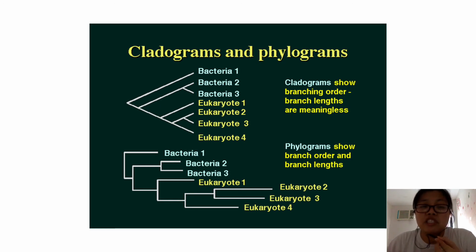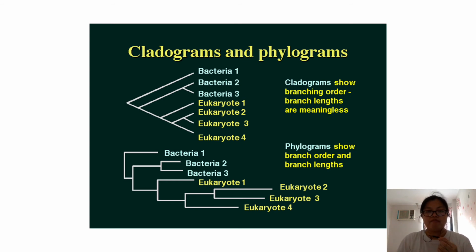But in the cladograms, it only shows us the branchings. Ano nung itsura ng branching, sino unang nag-diverge, sino nung later nag-diverge from the common ancestor. But the branch length doesn't mean anything. Unlike the phylogram, the branch length tells us something. It can be substitution rate or the number of characters different from the common ancestor or the time from the divergence from the last common ancestor.